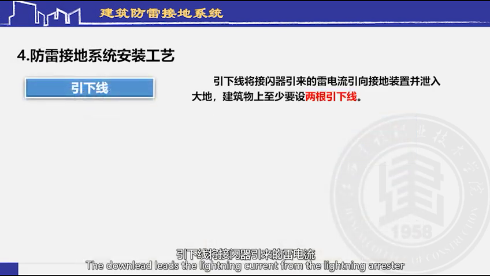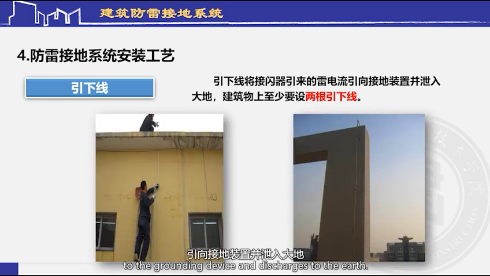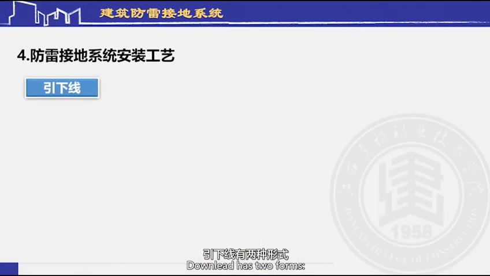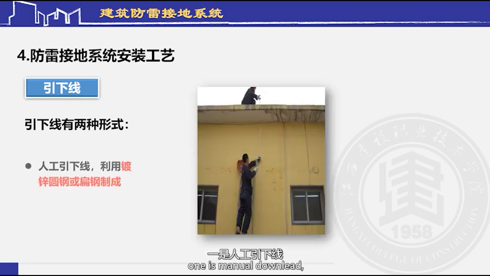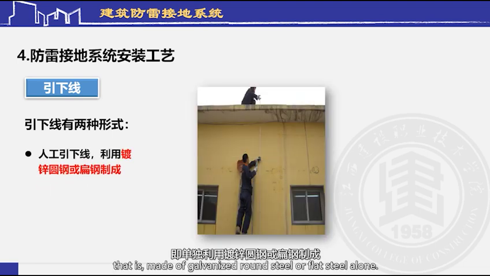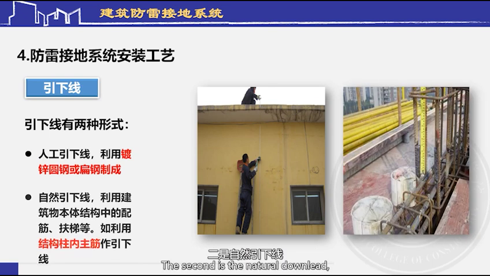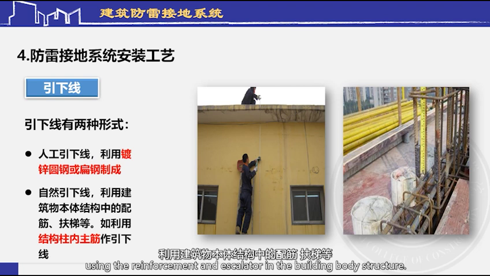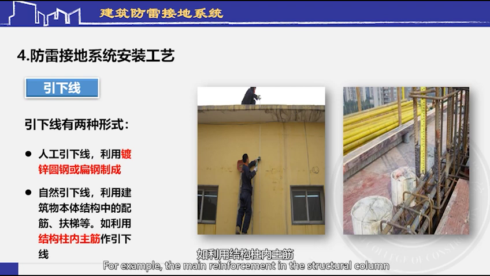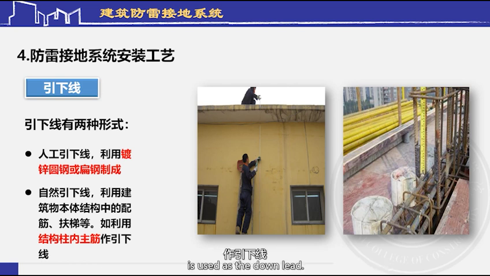The down lead leads the lightning current from the lightning arrestor to the grounding device and discharges it to the earth. At least 2 down leads shall be provided on the building. Down lead has 2 forms. One is manual down lead, that is, made of galvanized round steel or flat steel alone. The second is the natural down lead, using the reinforcement and elevator in the building body structure. For example, the main reinforcement in the structural column is used as the down lead.